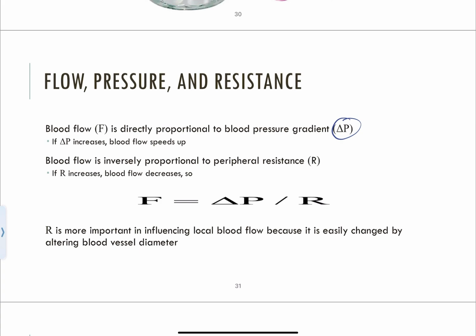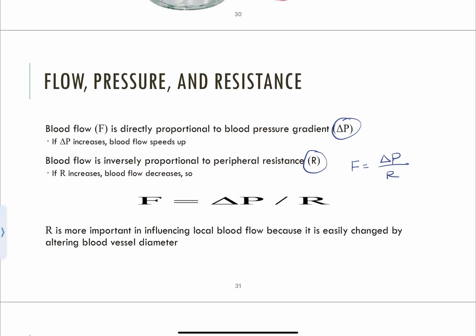Blood flow is inversely proportional to the peripheral resistance. Peripheral resistance is represented by the capital letter R. If we increase our resistance, then our blood flow is going to decrease. So they're inversely proportional to each other. And that equation did not print right. So blood flow is equal to the change in pressure divided by resistance.